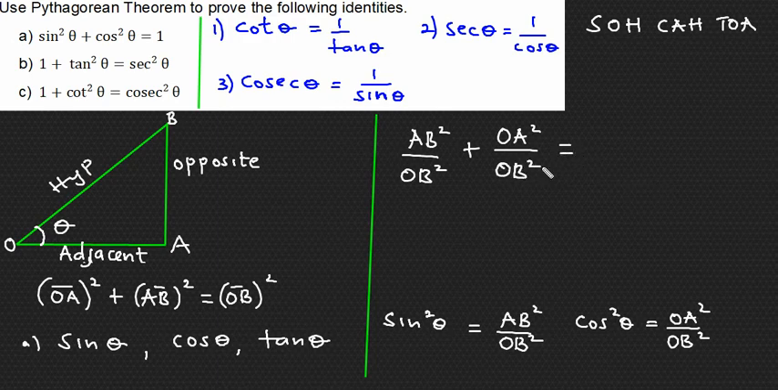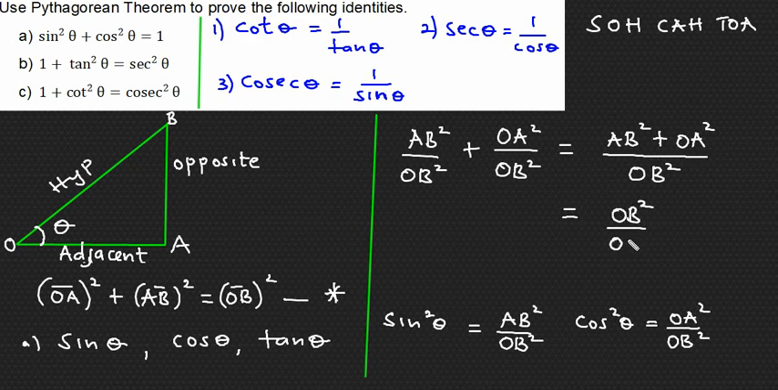Now this will give us, because the denominator is the same, AB squared plus OA squared, divided by OB squared. But remember, from this equation here, OA squared plus AB squared is equal to OB squared. So this is the same as OB squared. You divide it by OB squared, which is a 1.